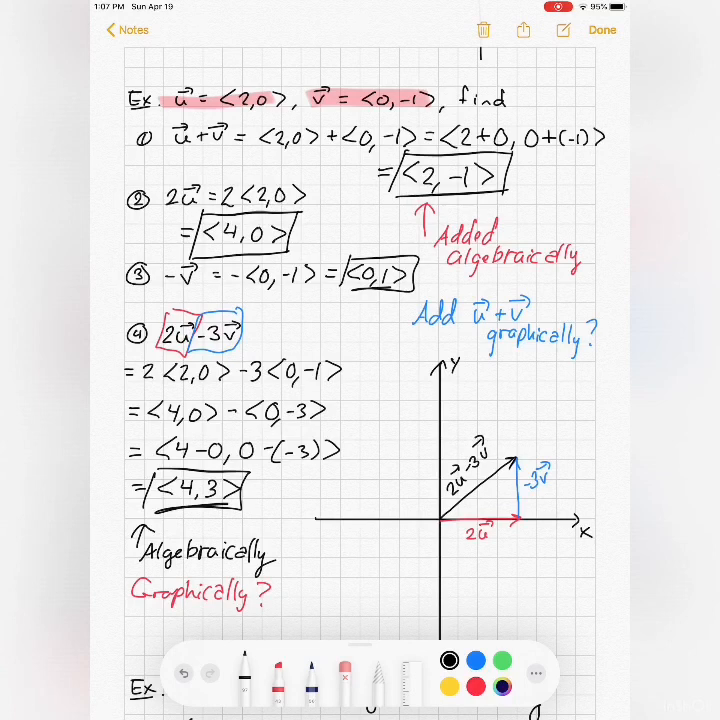Okay, so let's see, what does that vector say? It says go right 4 and up 3. So looks like I got that correct over here.